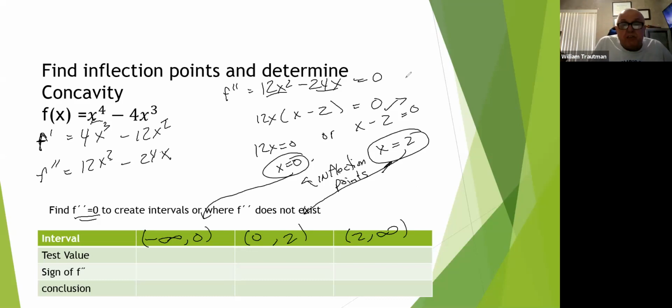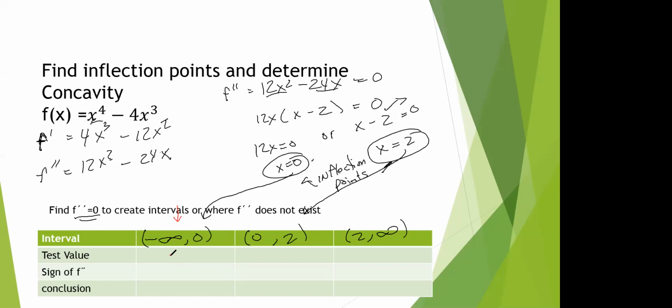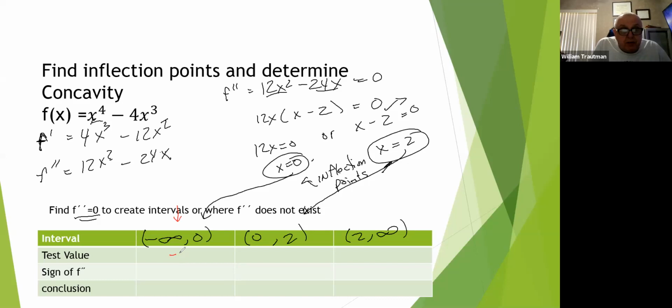From here, we have to find a test value. So give me a number, anybody, a number between negative infinity and 0. Negative 2. Yes, how about something easier on the math? Negative 1. And then we're going to find a test value between 0 and 2, which is 1. And then a test value between 2 and infinity, I'm just going to pick 3. So you need a test value within that interval.